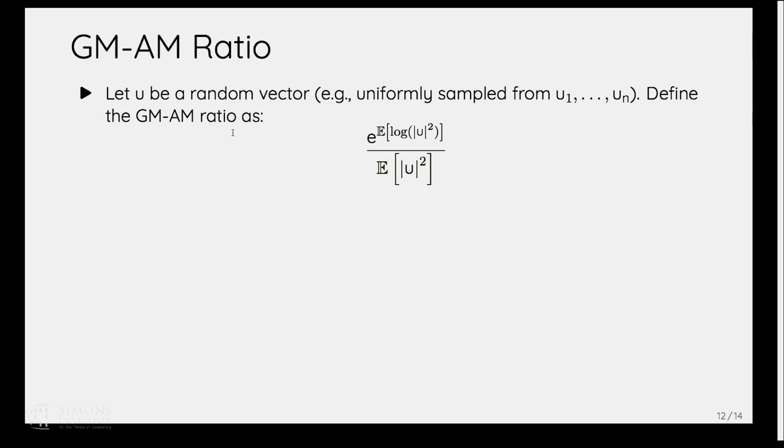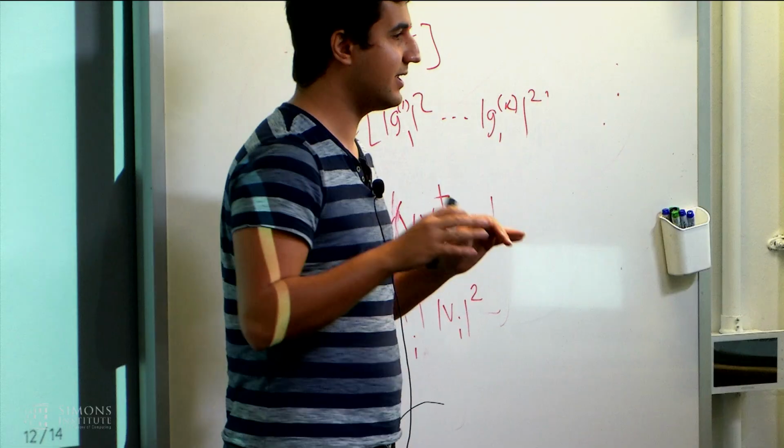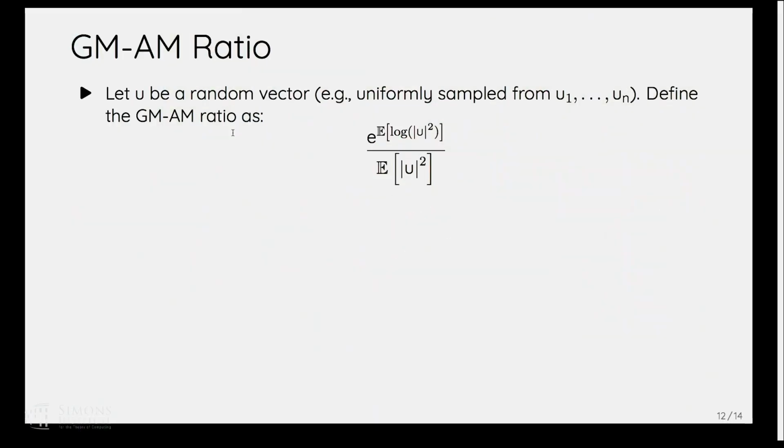So if you translate what the permanent of the resulting vector is, and what showing that the permanent is at least an exponentially small number means, it becomes a probabilistic statement. Take u to be a random vector. You can think of it as a random sample from our u1 through un. Now, for this random vector, I'm going to define this geometric mean to arithmetic mean ratio, where the numerator is just the geometric mean of the norm squared. The denominator is just the arithmetic mean of the norm squared. So if u is a random unit vector, this ratio is always 1, right? Because the norm squared is a constant function, and the geometric mean is equal to the arithmetic mean. But if u wasn't a random unit vector, this would always be smaller than 1.